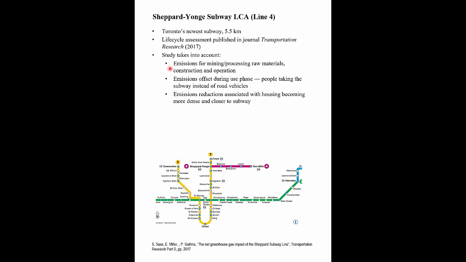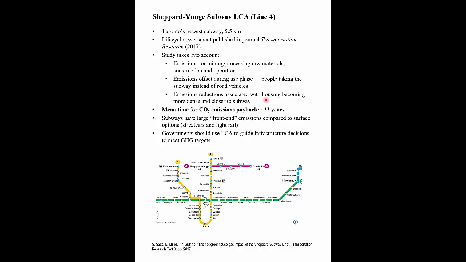So they looked at, of course, all the emissions that went into digging the subway, processing the raw materials, construction, and operation. They looked at the emissions offset during the use phase because people are not using their cars. Of course, that's the whole idea, to get people on the subway so they don't drive their cars. And they looked at the emissions reductions because housing would become more dense along the subway line, because it's a very desirable place to live. You can get access to the city through the subway. And so they looked at the emissions associated with housing becoming denser and more people using the subway.